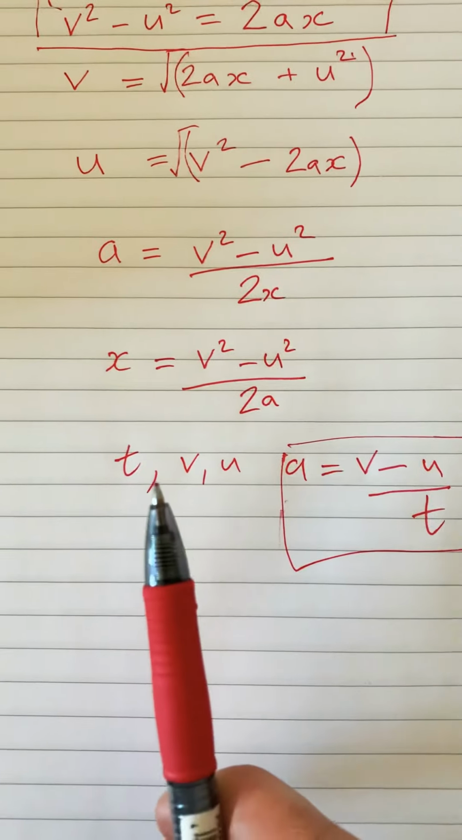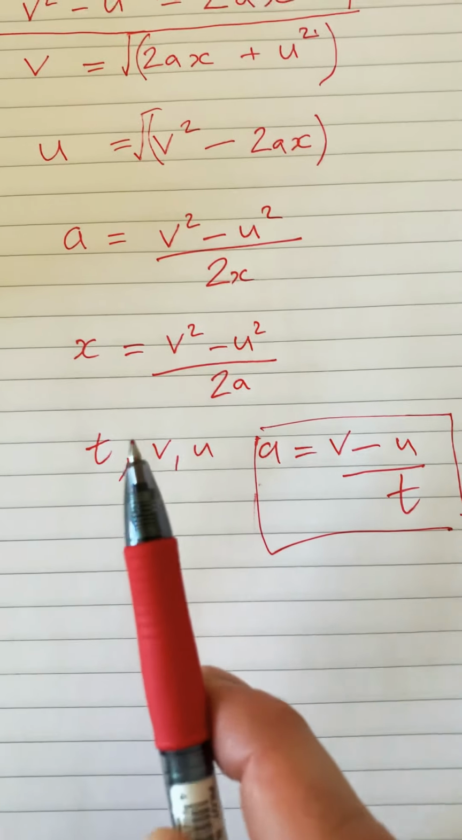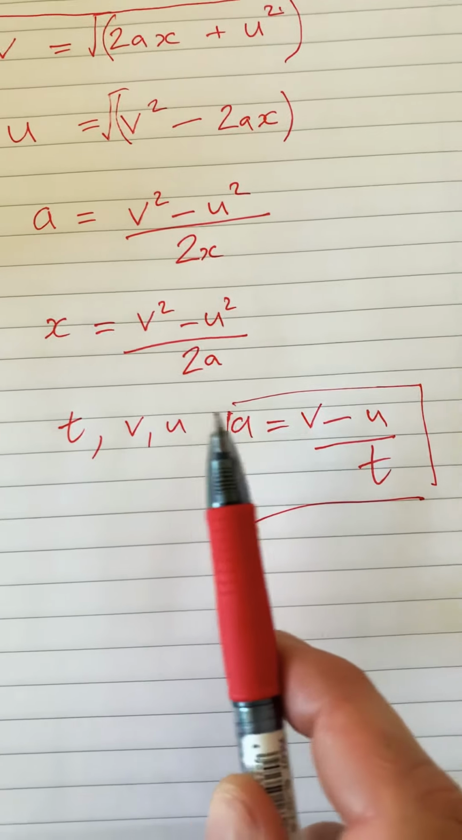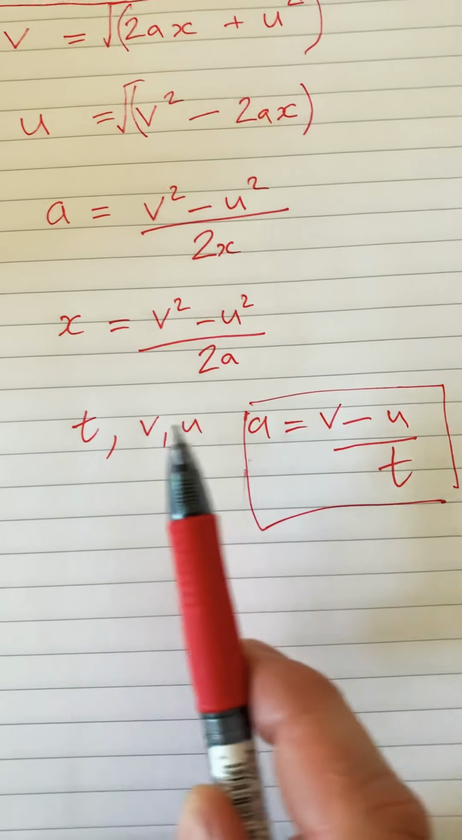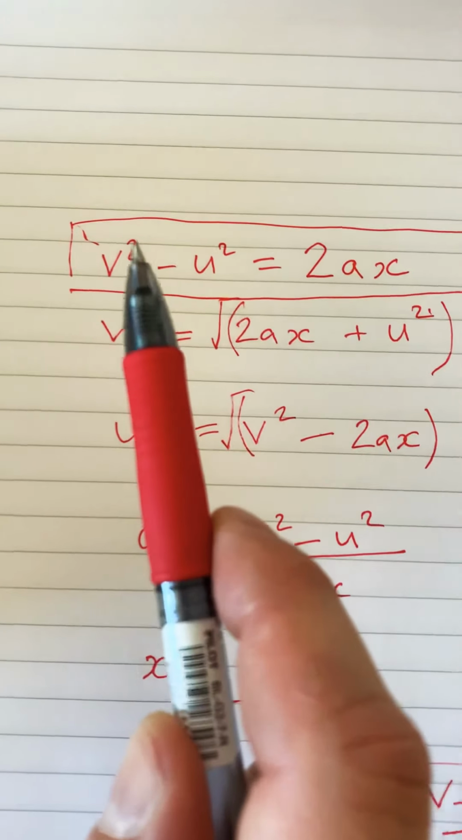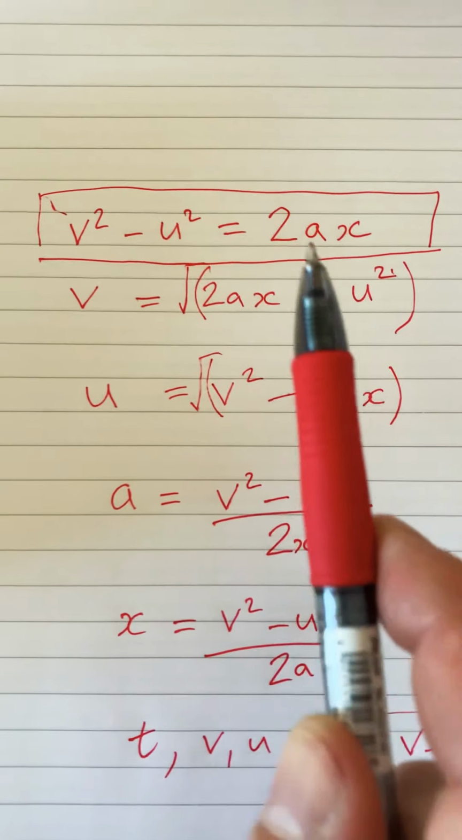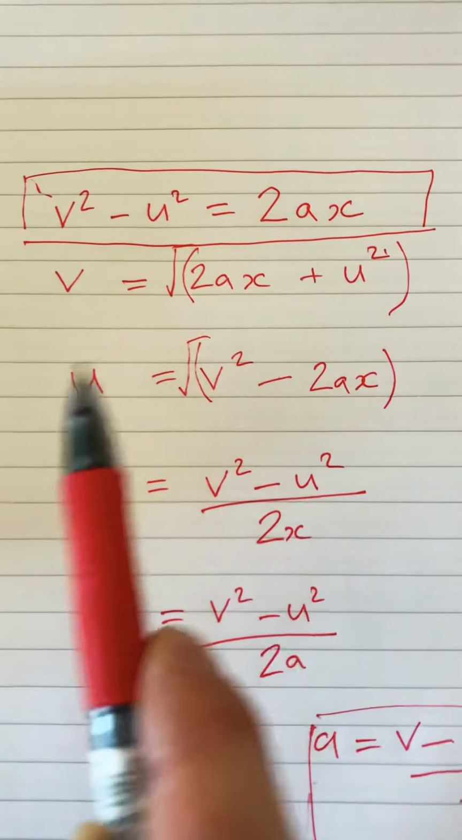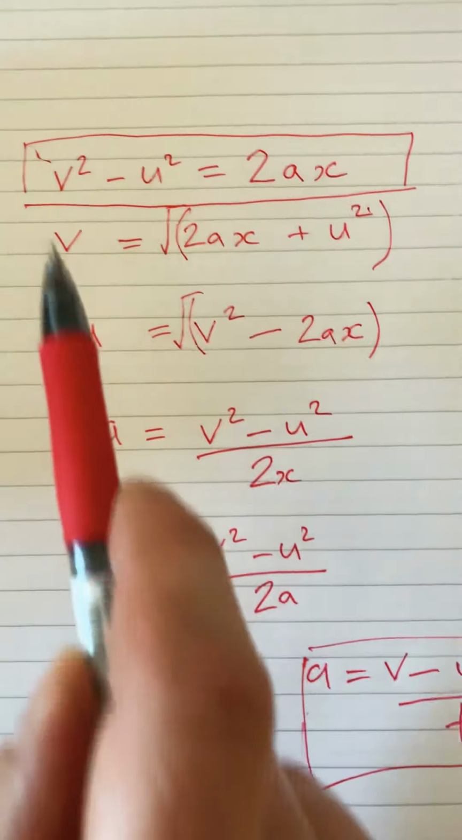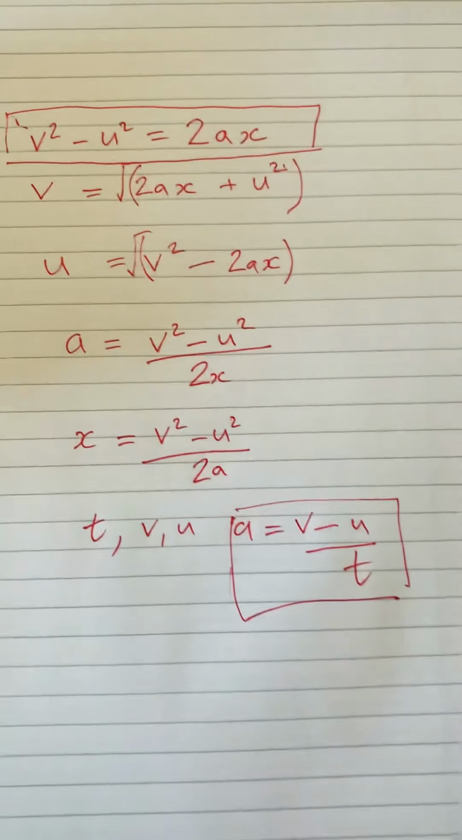So I'll reiterate that. If in a question they give you time and velocity, final and initial, and acceleration, any of these three terms, you can find the fourth term with this equation. But if there is no time and they give you final velocity, initial velocity, acceleration, and distance travelled, you would have to use this equation, and you'd have to rearrange for whatever unknown quantity they do not give you, okay? Right, hopefully that helps.